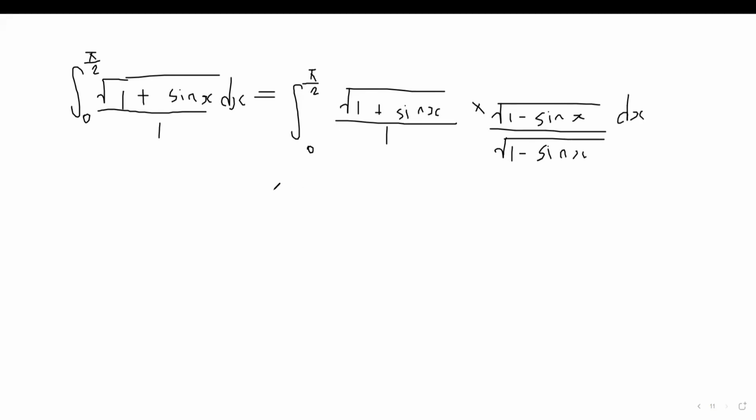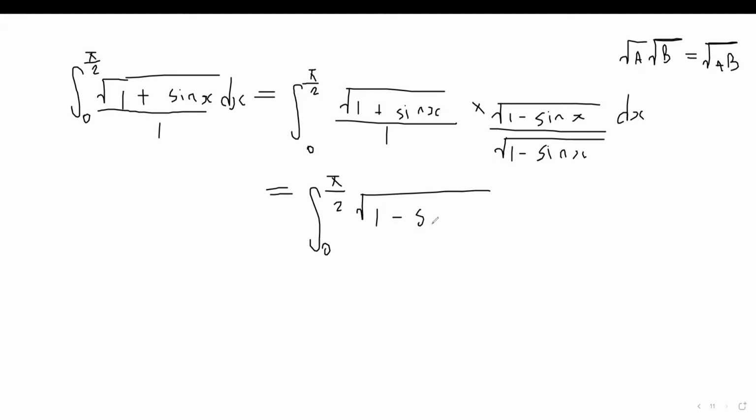So now look at this, Marika. Always remember, the root of A times the root of B is just the root of AB. Yes? So this is going to work out to be the integral from 0 to pi by 2 of, you see that 1 plus sine x times 1 minus sine x, in that part we're just going to get the square root of 1 minus sine square x. The 1 minus sine x times 1 plus sine x, that's the difference of two squares. So we'll get the square root of 1 minus sine square over the square root of 1 minus sine x. Okay, beautiful so far.